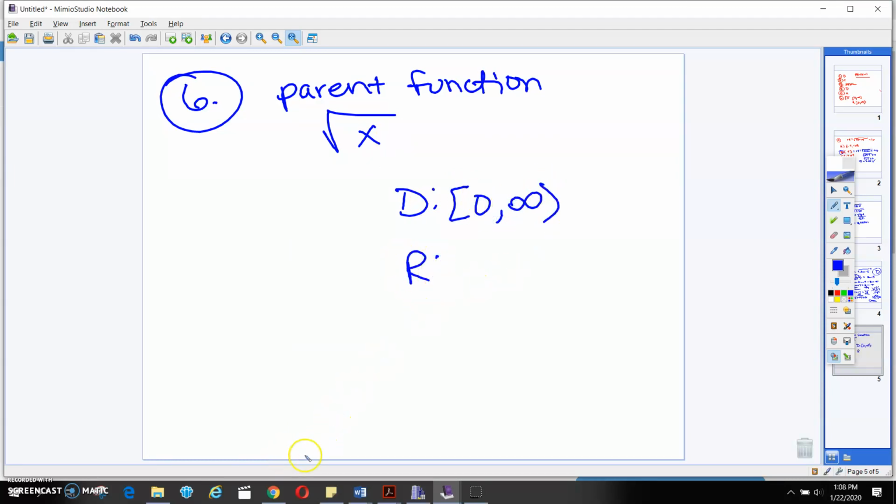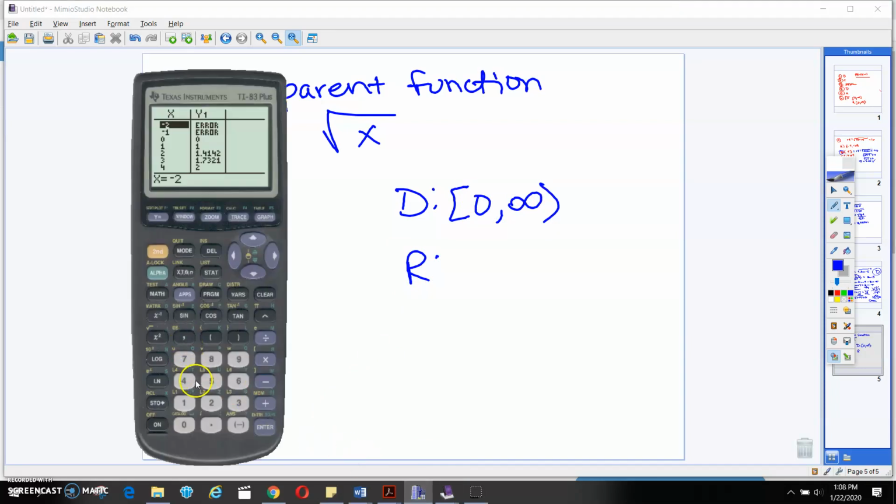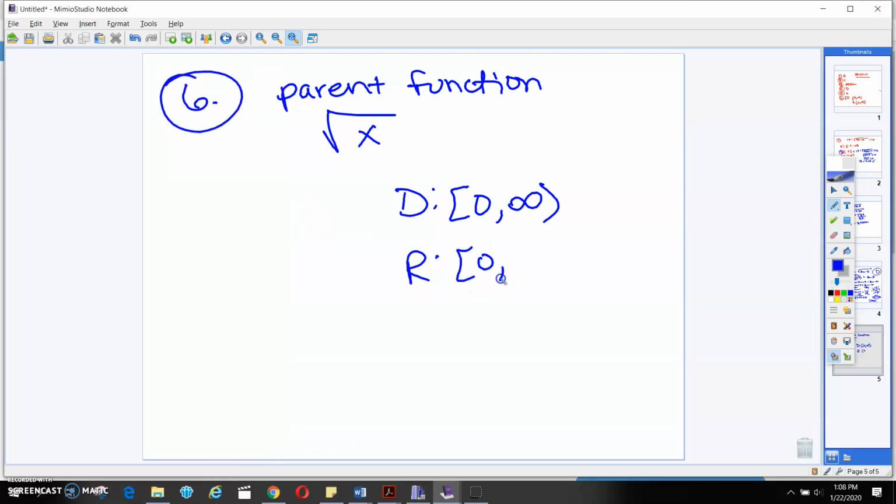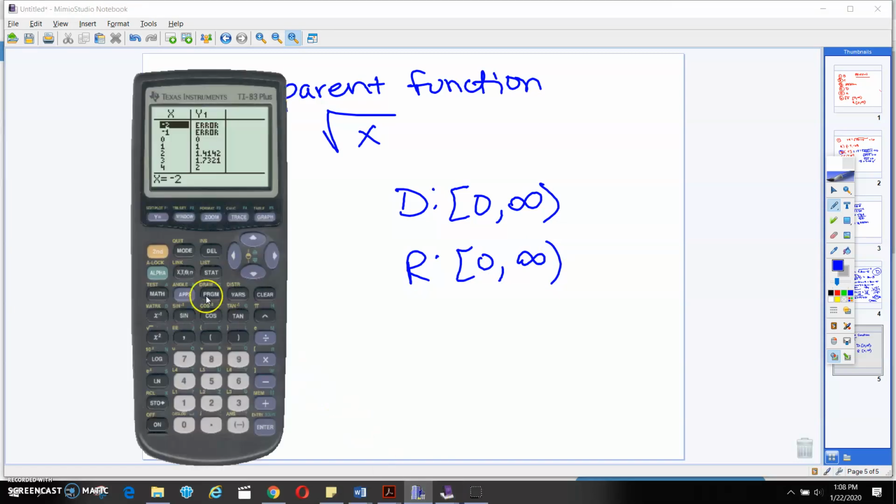Now let's look at our range. That means we're looking at our y values, right? So what's my lowest y value? 0. What's my highest y value? Positive infinity. It goes on forever, right? Okay, that is how I find my domain and range.